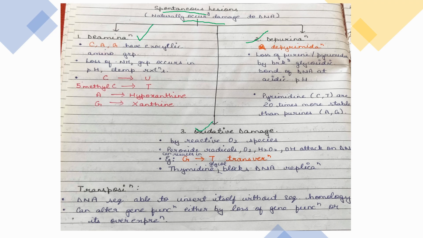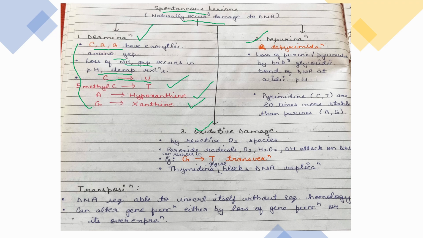In deamination, cytosine, adenosine and guanine have exocyclic amino group, and loss of amino group can occur due to temperature or pH changes. Now when this deamination takes place, cytosine changes to uracil, 5-methyl cytosine changes to thymine, adenosine changes to hypoxanthine, and guanine changes to xanthine. Now directly question can come from this part.